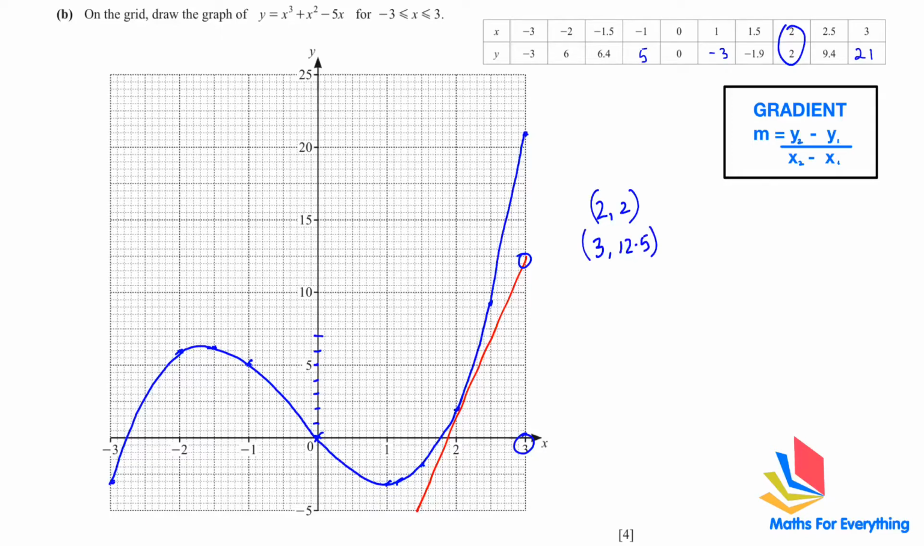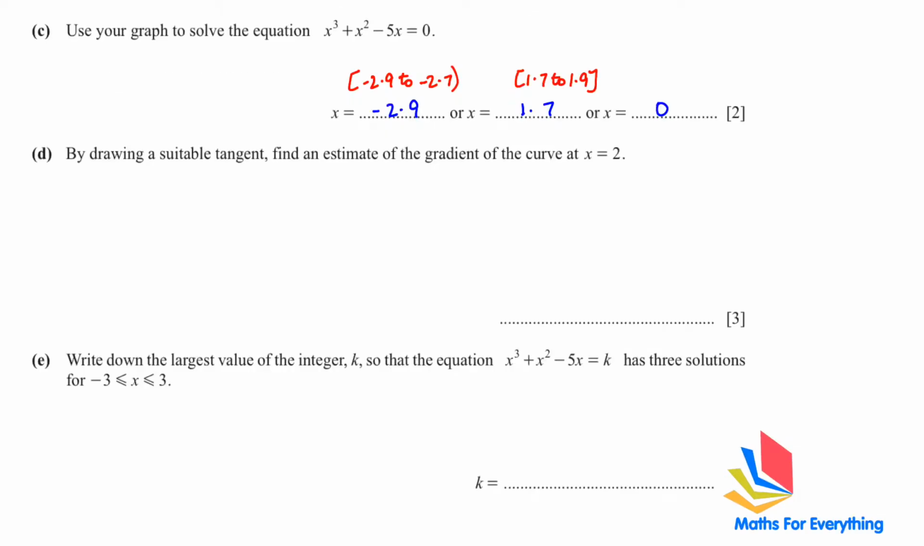And using the gradient formula, gradient is equal to y2 minus y1, so 12.5 minus 2 over 3 minus 2. This will give you 10.5. So our gradient is 10.5. Again, we have been given a range. Any value from 10 to 14 will be accepted.